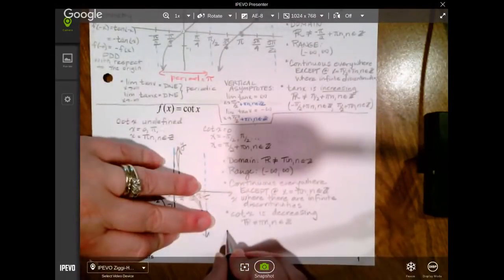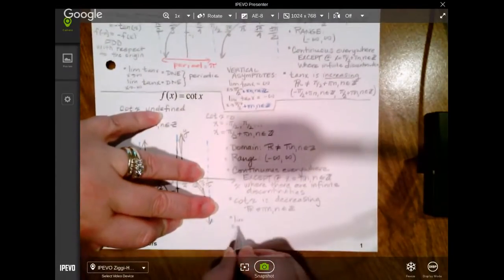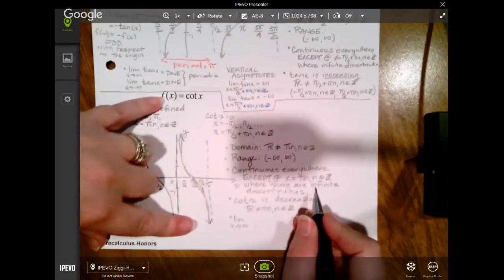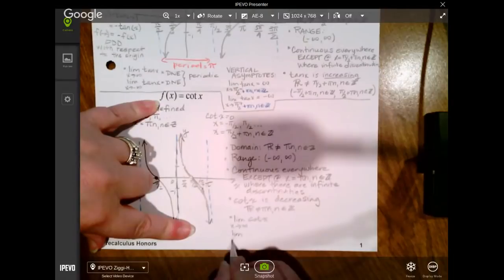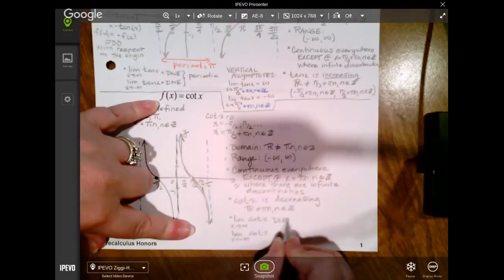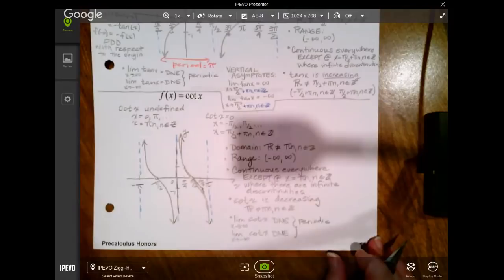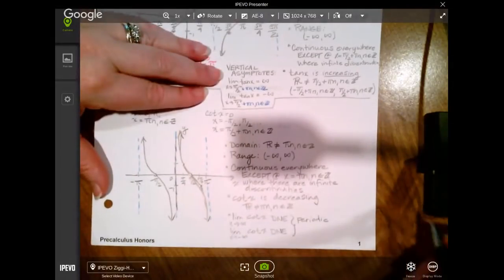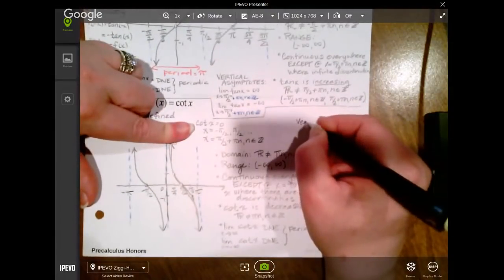The end behavior limits. The limit as x goes to positive infinity of cotangent of x, and the limit as x goes to negative infinity of cotangent of x. Both of these, just like tangent, do not exist because this is a periodic function that does not zoom in on any end behavior number, which is nice that they don't exist. All right, I'm going to go up here and put the vertical asymptote limits.